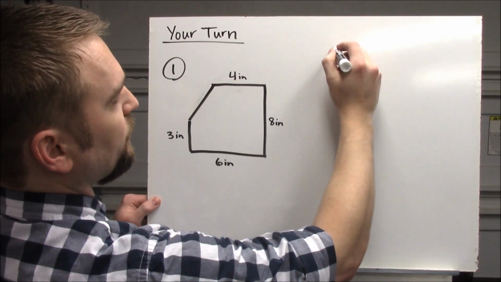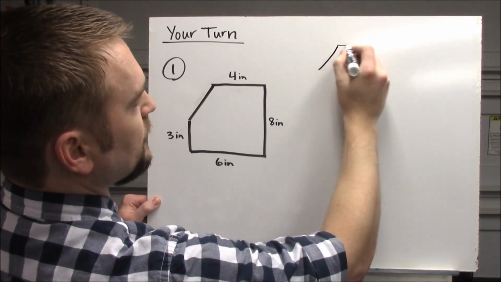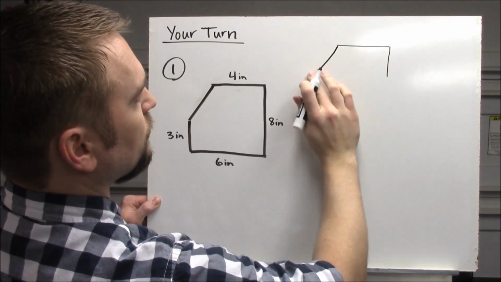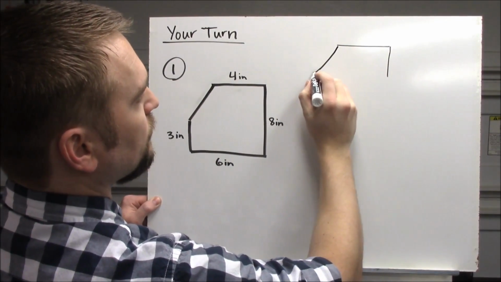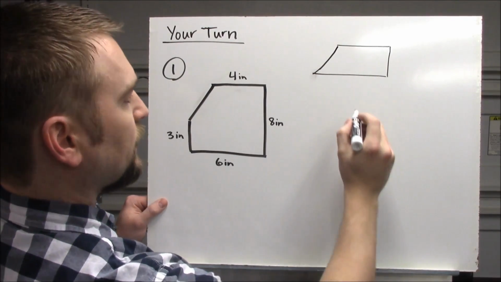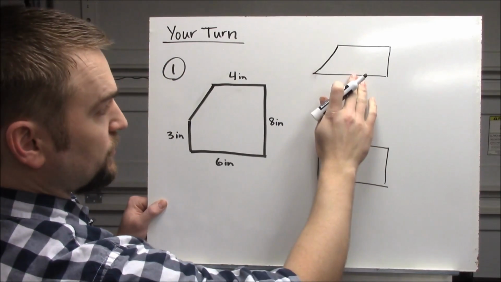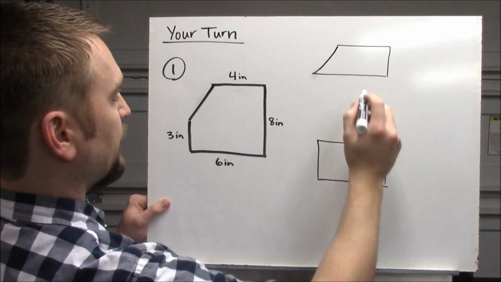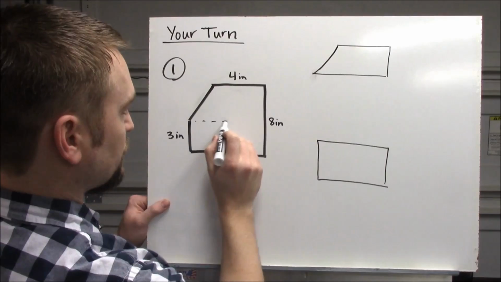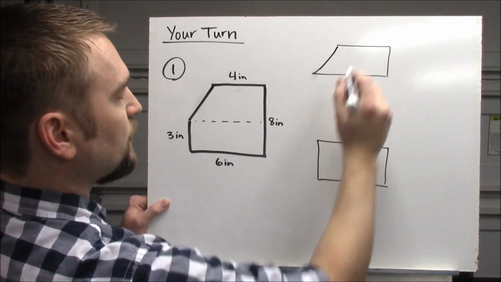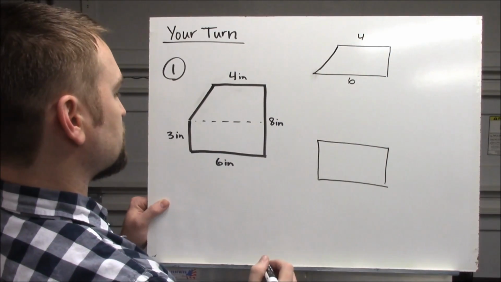So my thinking here, I'm going to separate this. I might not draw this exactly to scale, but we have a rectangle down here. So I have a trapezoid and a rectangle. And I know that if I drew this across here, that's 6. So I have 6 inches, 4 inches.